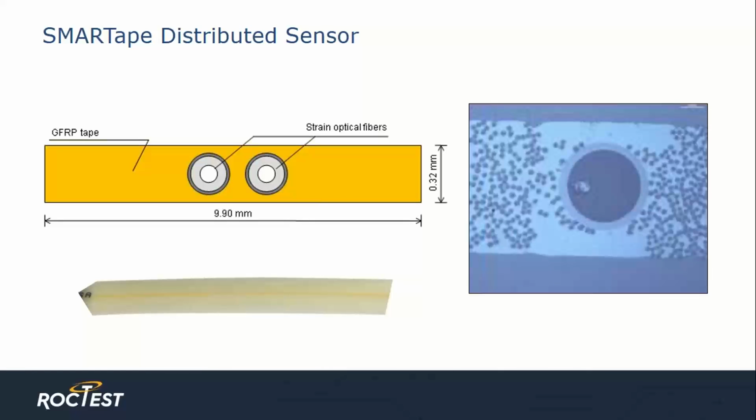The second sensing cable is called SMARTape, and this is a thin tape suitable for installation on a flat surface, in particular steel, metal, or on composite materials embedding. So the fibers are embedded in a composite thermoplastic tape, as you can see here, with glass fiber reinforcements, which are the small dots, while this is actually the sensing fiber that you can see here.